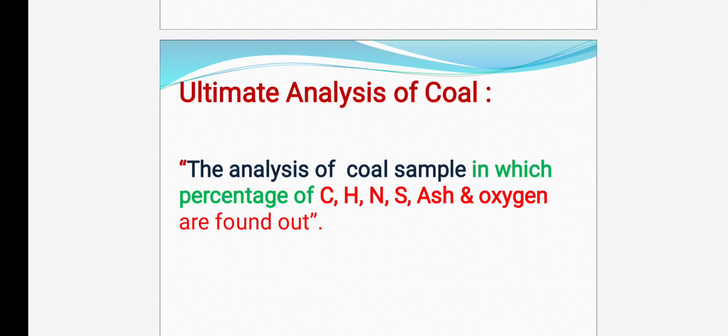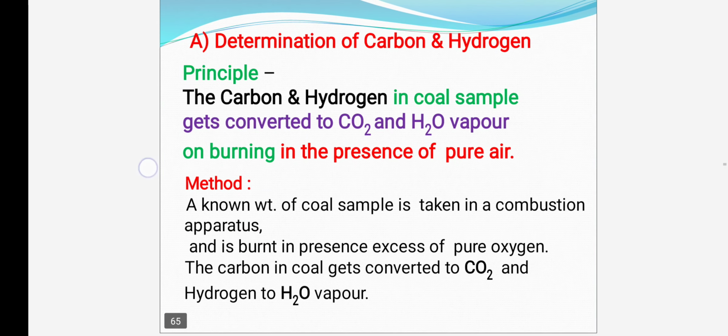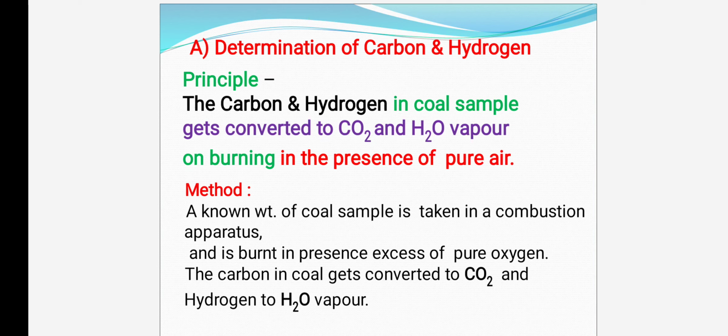So let us see determination of these components present in coal sample. Dear students, first one, determination of carbon and hydrogen. This is the simultaneous determination of percentage of carbon and hydrogen. Means together, in one shot, we are able to find percentage of carbon and hydrogen.